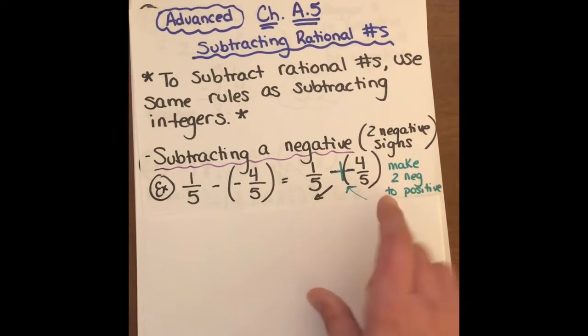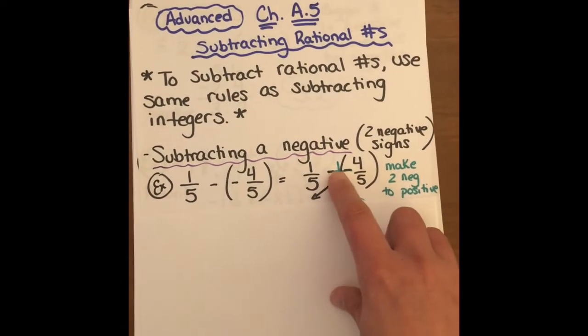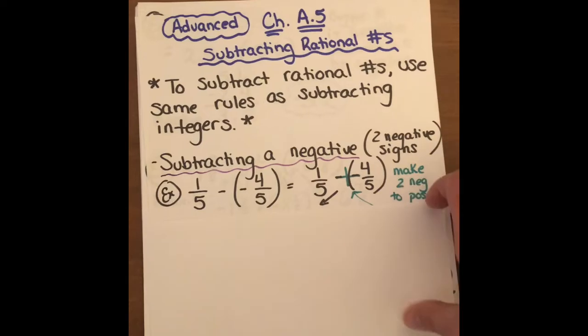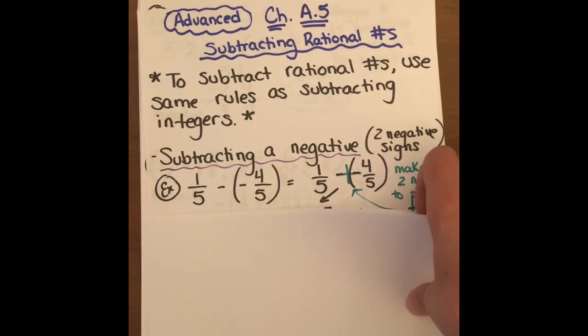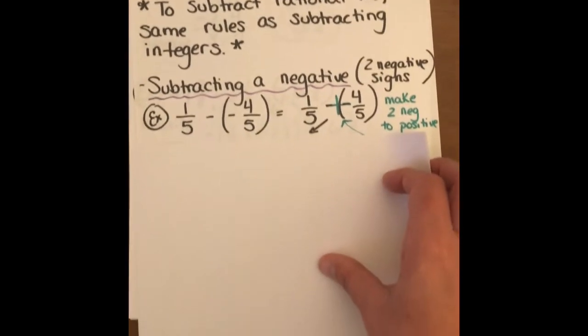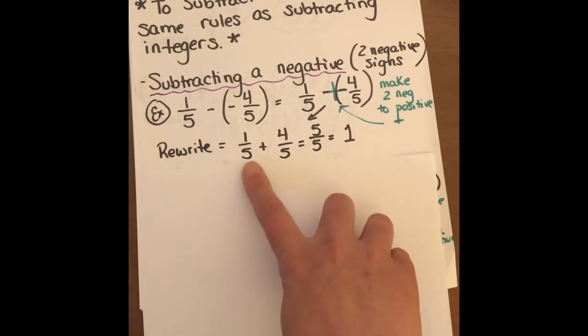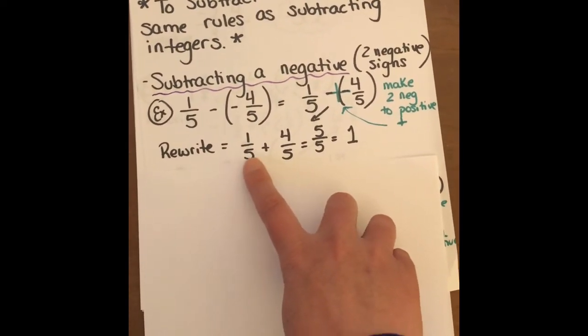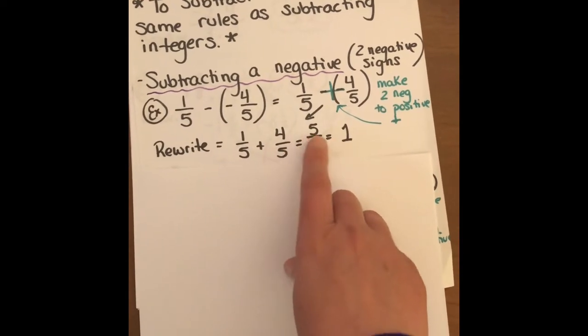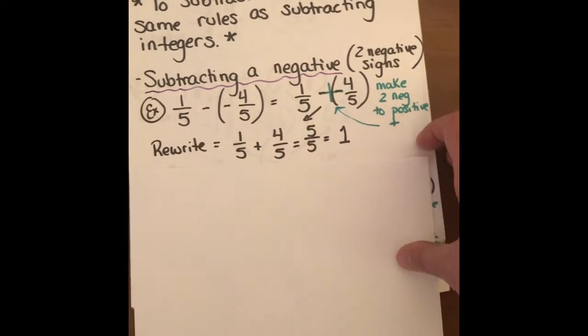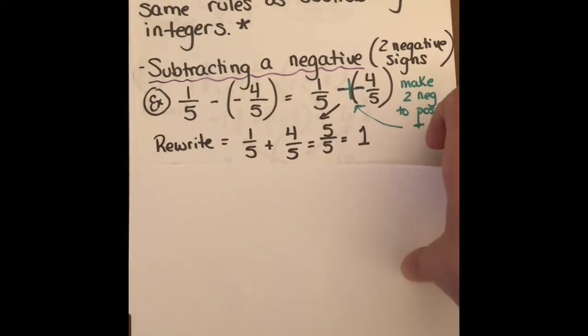You're making two negatives into a positive. So I just combine the two negatives into a big plus sign. I love seeing those two negatives together. So just rewrite it with the plus sign in there, 1/5 plus 4/5. Easy enough, that's 5/5, and you get 1 for that answer.